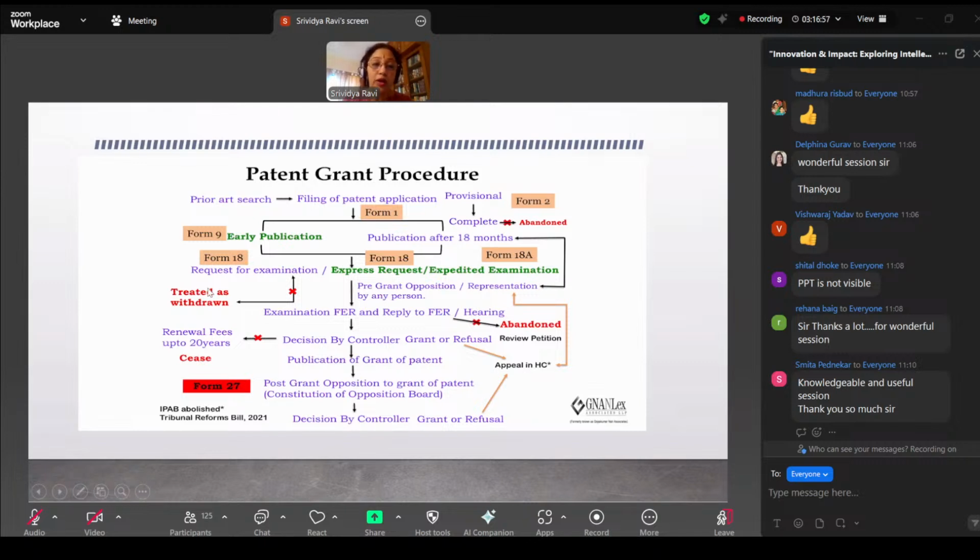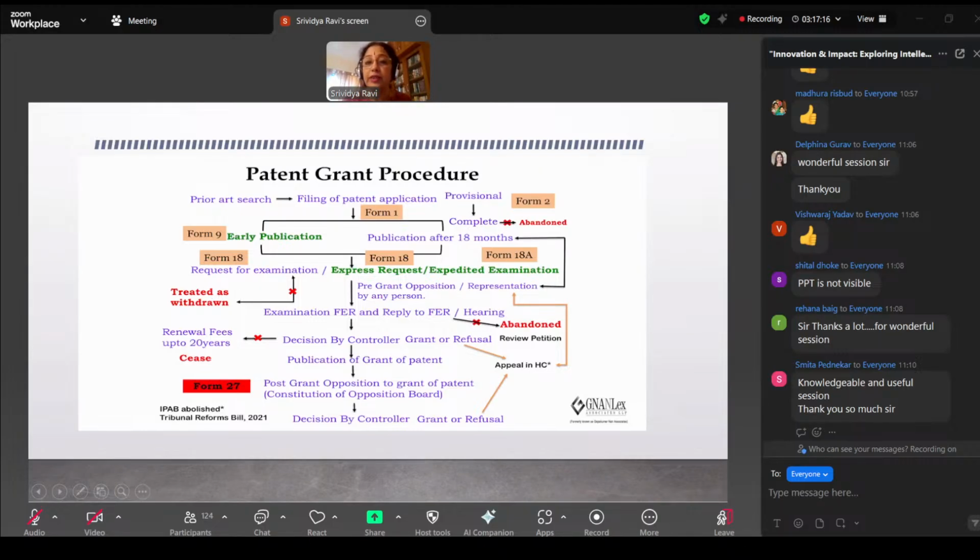Now, if you do not request for examination at all, the patent office will assume that you have withdrawn your application. So if you did not file a request, it gets abandoned. If you do not file for request for examination, then you are withdrawing your application. That is the meaning of it.